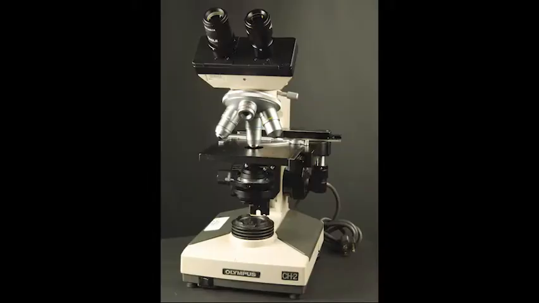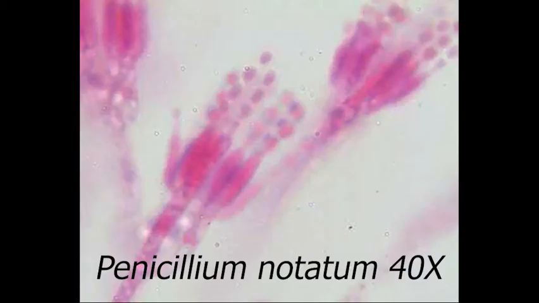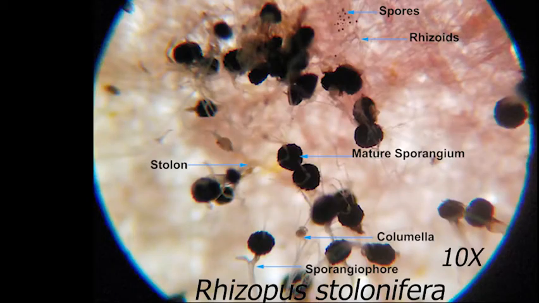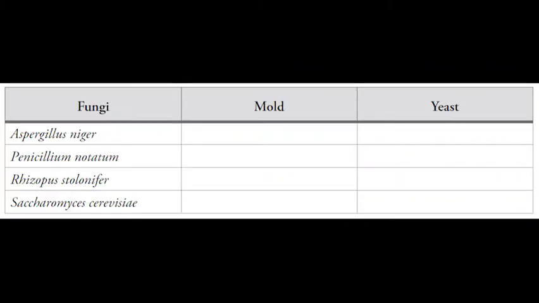Procedure: Use the stereo microscope and the compound light microscope to observe the following cultures: Aspergillus, Penicillium, Rhizopus, Saccharomyces, as well as slides of fungi, and identify each of them as a mold or yeast. Record the shape of the cells of each type of fungus.